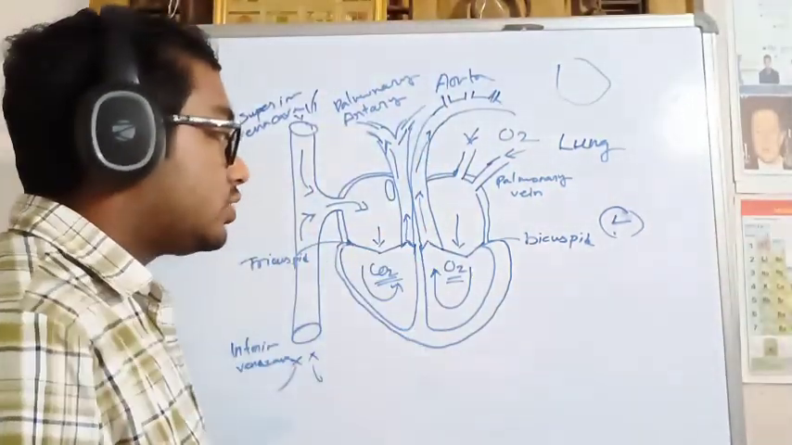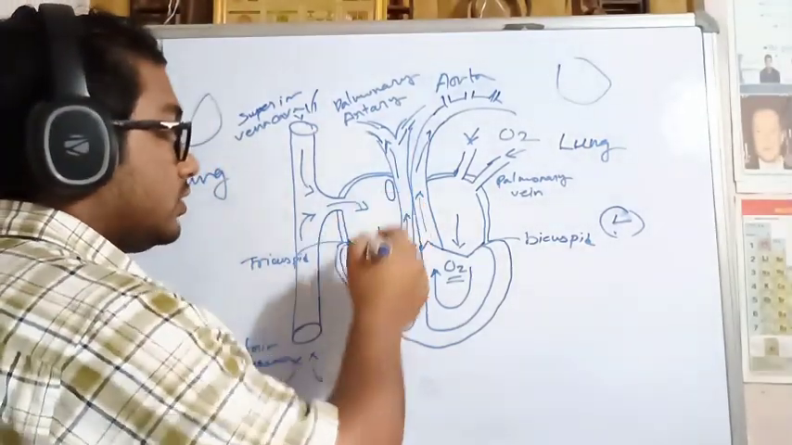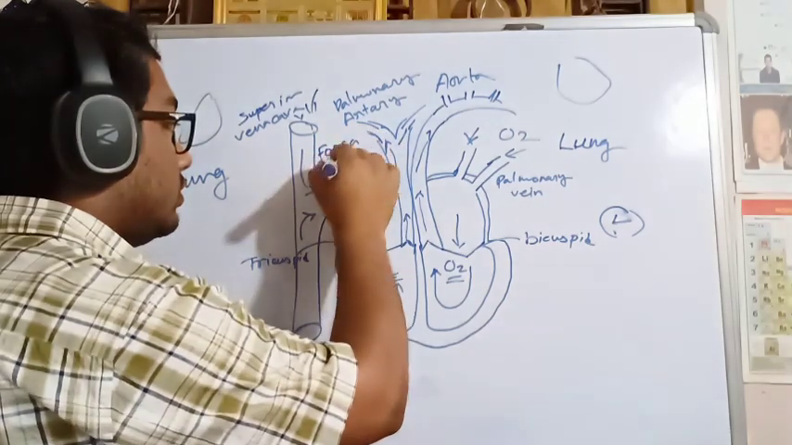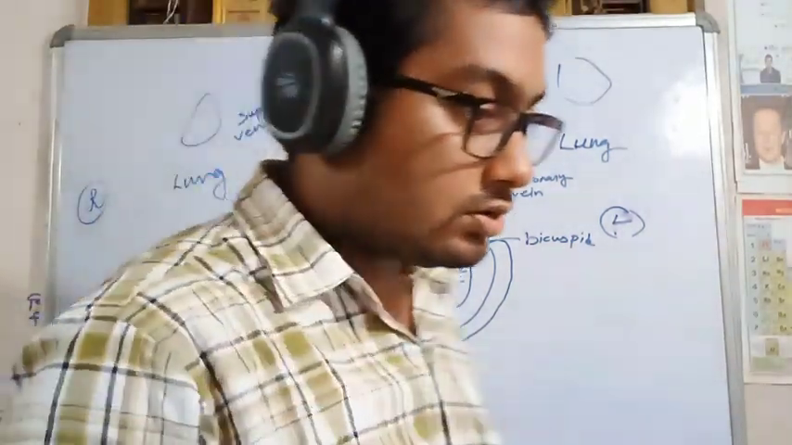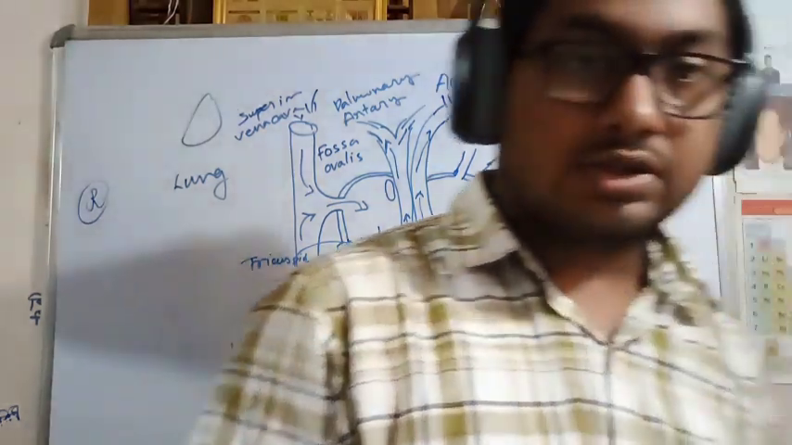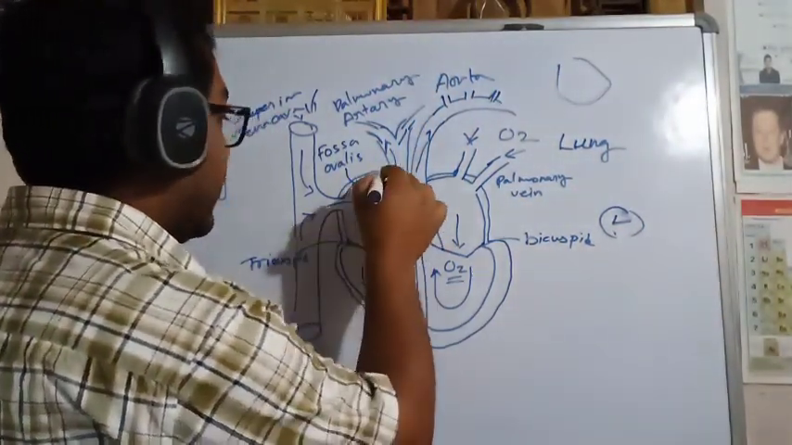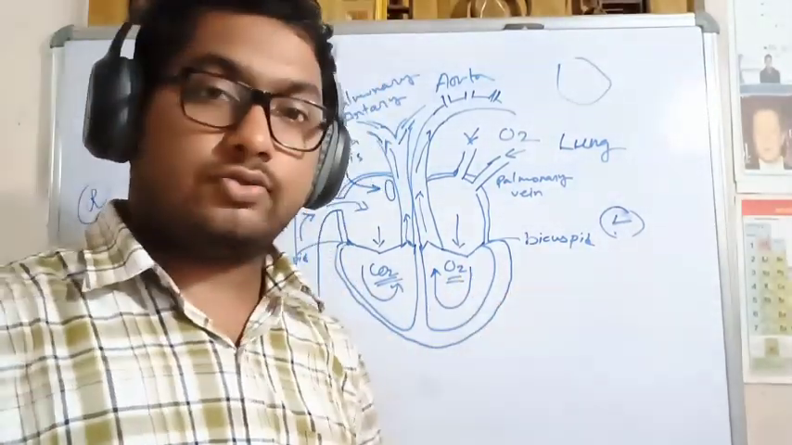This question appears in the railway board exam: where is the fossa ovalis? The fossa ovalis. Yes, that is the fossa ovalis. It is found in the right atrium. Just remember the fossa ovalis is found in the right atrium.